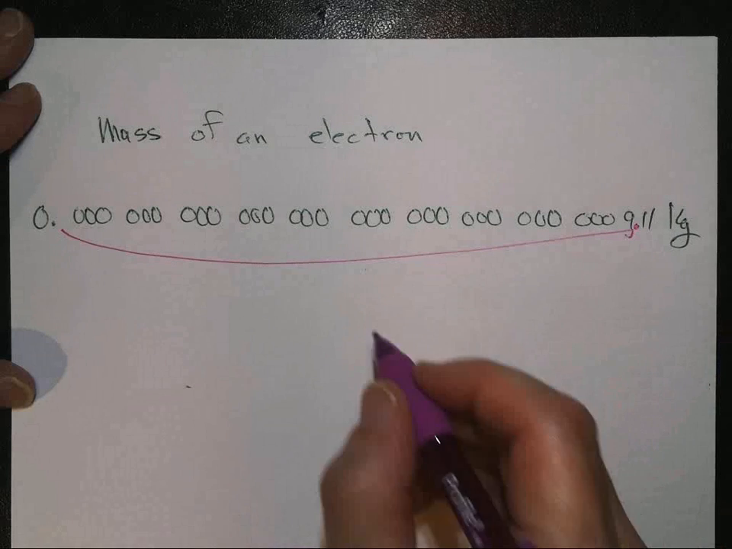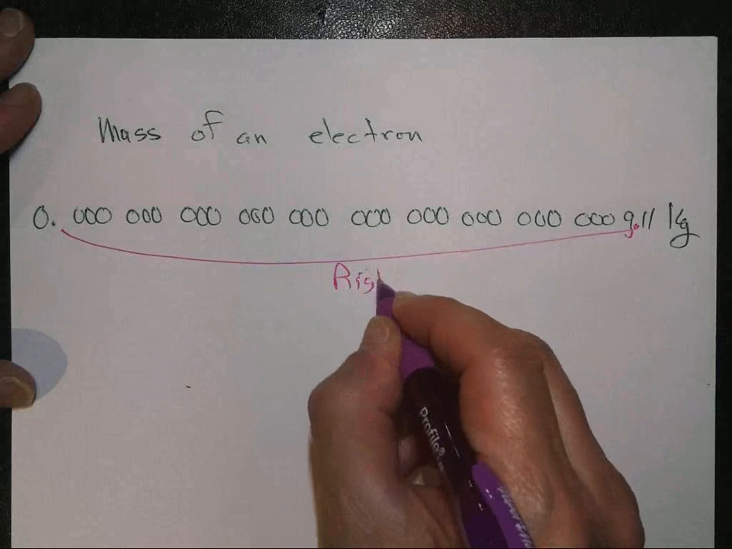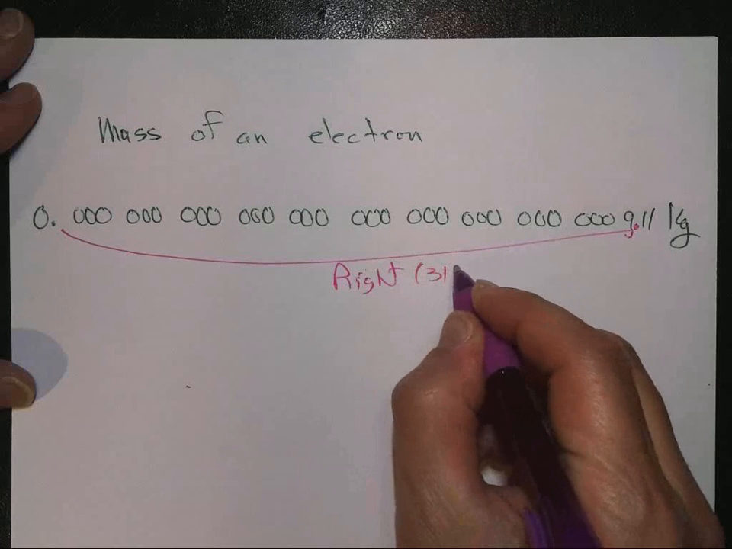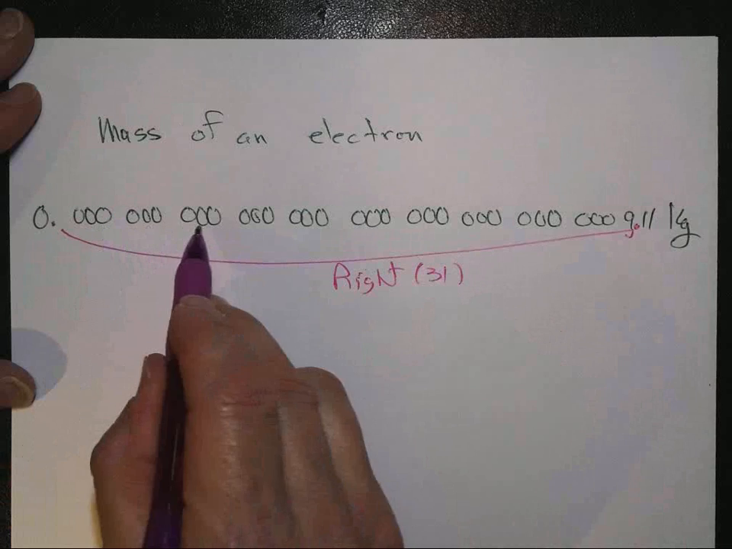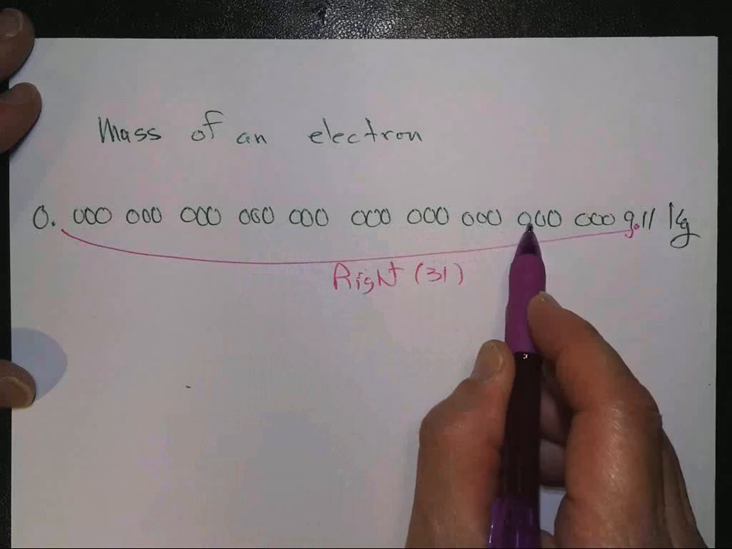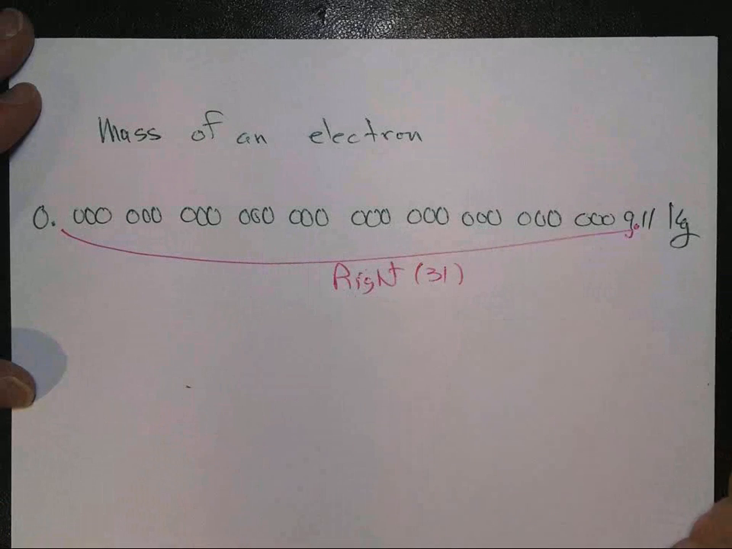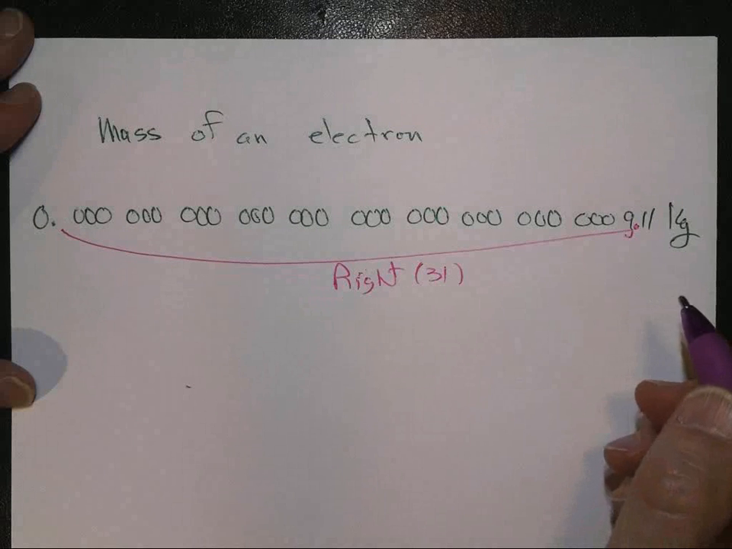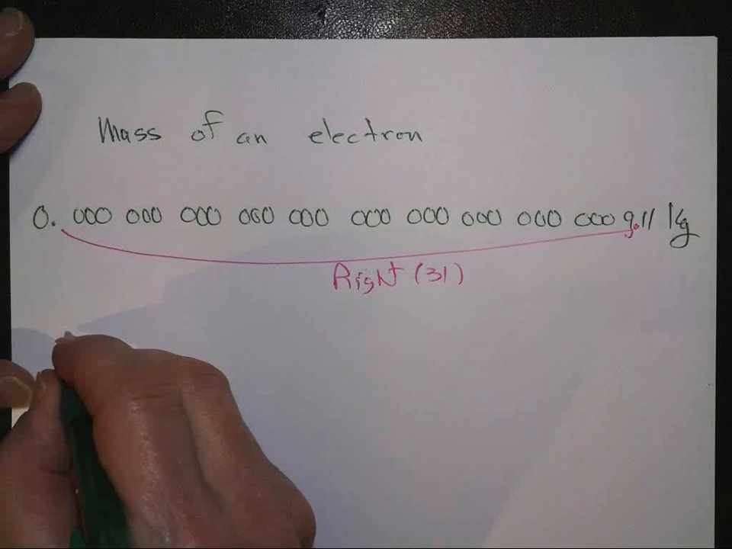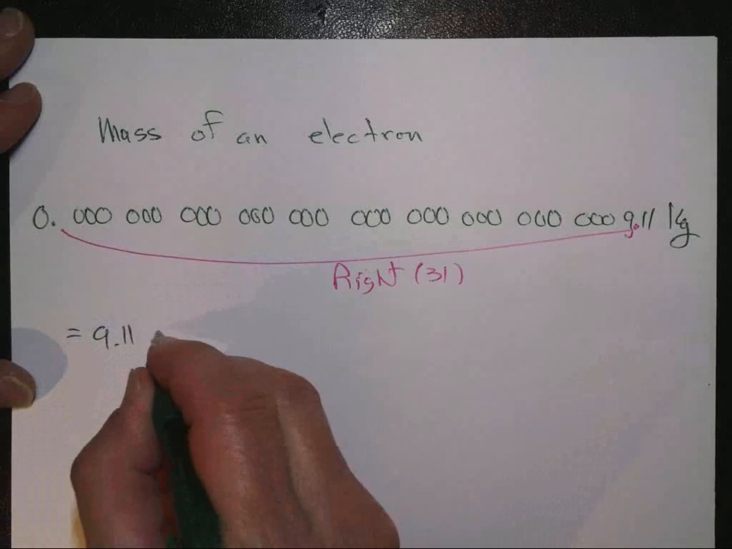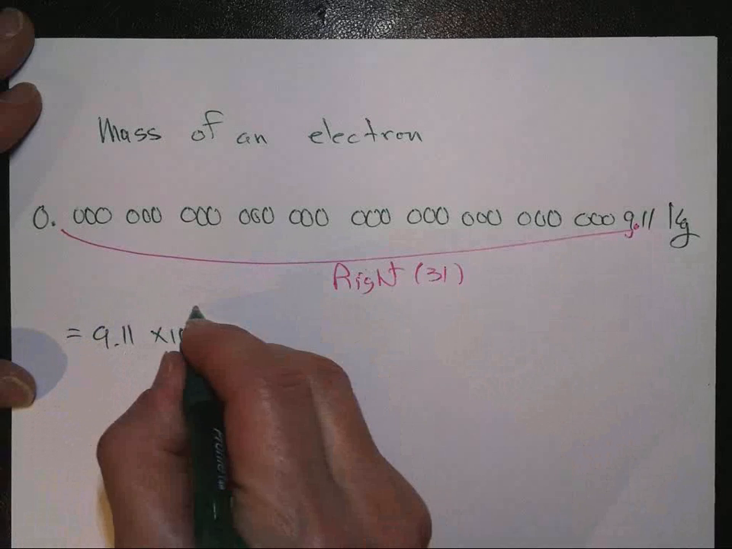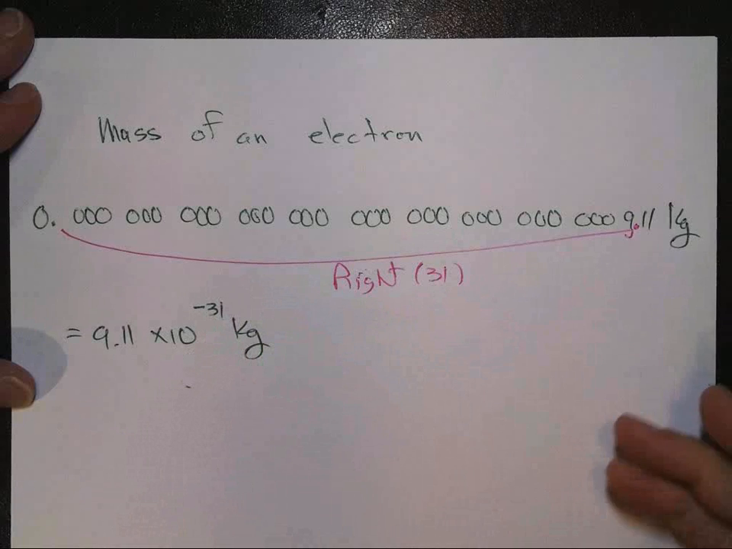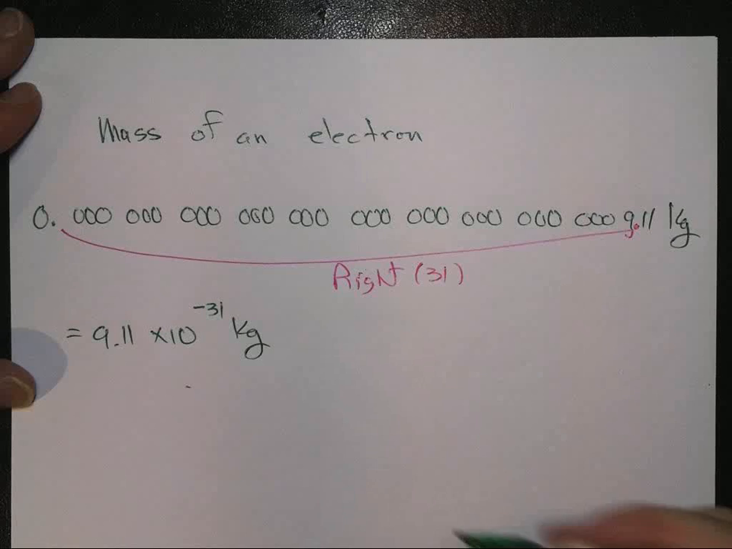So we moved it to the right, and we moved it a total of 31 places. That's 10 groups: 1, 2, 3, 4, 5, 6, 7, 8, 9, 10. 10 times 3 is 30, plus 1 is 31. And now what we've got here is the number 9.11 times 10 to the negative 31 kilograms. Now, this was a small number.